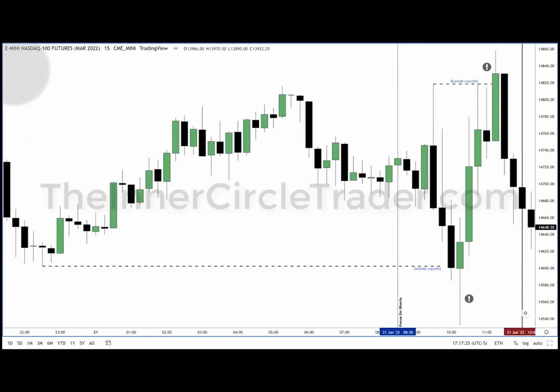All right, so here is that chart. Again, 15-minute time frame on the E-mini NASDAQ 100 futures contract for March delivery 2022. And take your attention over here. This old low and these relative equal highs. See that? Old low, below that is sell stops. And relative equal highs, above that is buy stops.